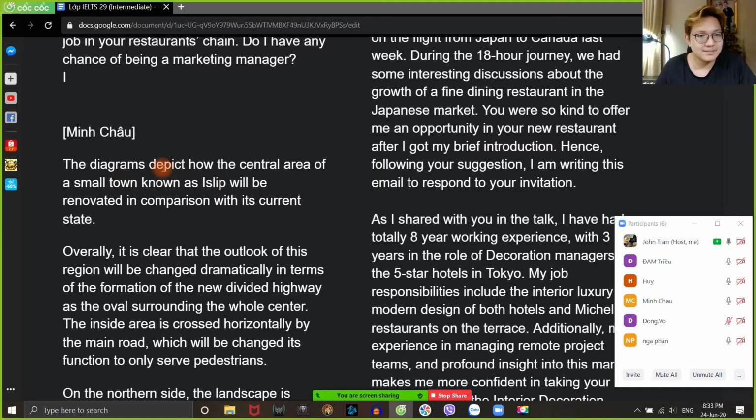Depicts biểu đạt hả? How the central diễn tả biểu đạt, yeah. Exactly. Depict is describe and indicate something like that. How the central area of small town on the side that will be renovated. Nó biểu đạt cái cách mà cái khu vực trung tâm của cái thị trấn nhỏ này sẽ được làm mới lại. Nếu mà so sánh với in comparison with its current state. Đúng rồi, rất tốt. Em dùng nhiều dạng danh từ hơn. You use more noun phrases. Cụm danh từ.